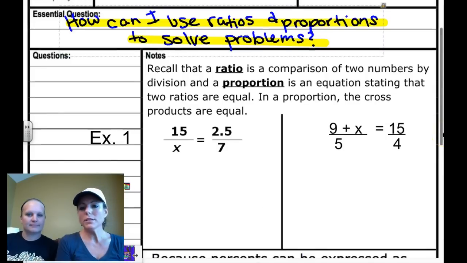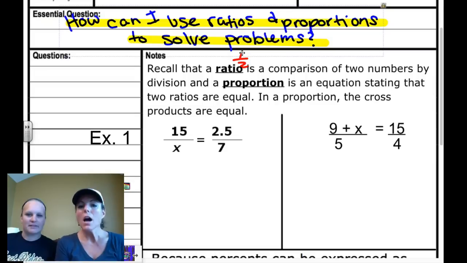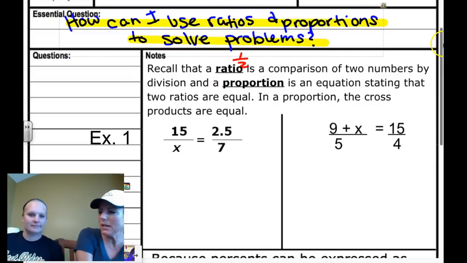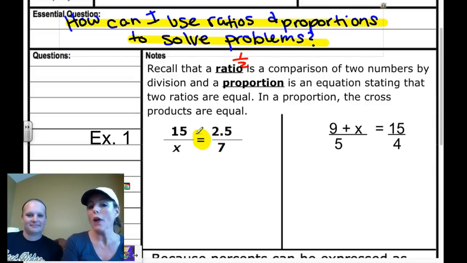A ratio is a comparison of two numbers by division. So a fraction. That's what I was about to say. A proportion then is an equation. Wow, equation, what's that mean again? It has an equal sign. Right, stating that two fractions or ratios are equal. Okay. That's it. So let's solve.